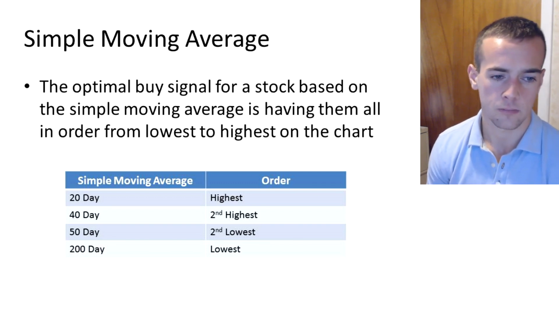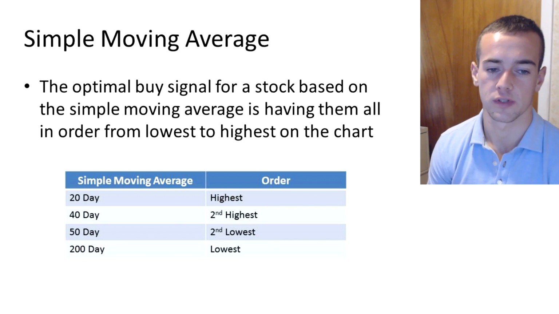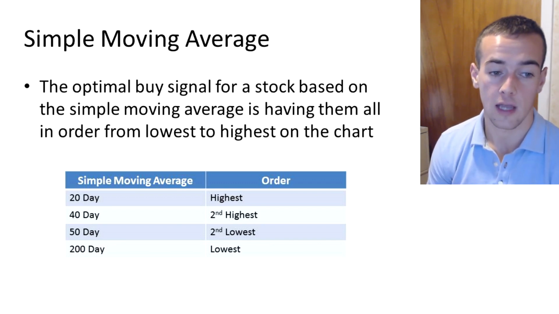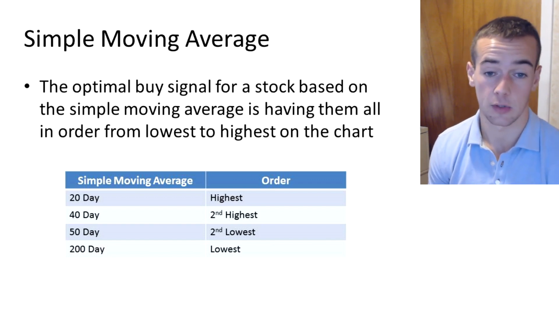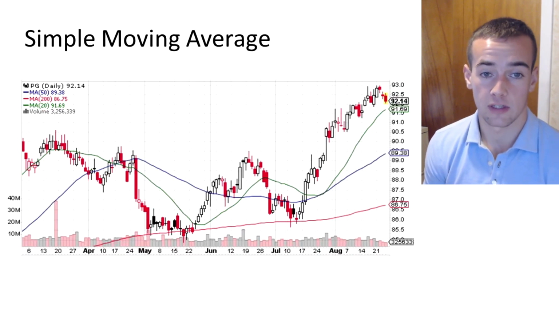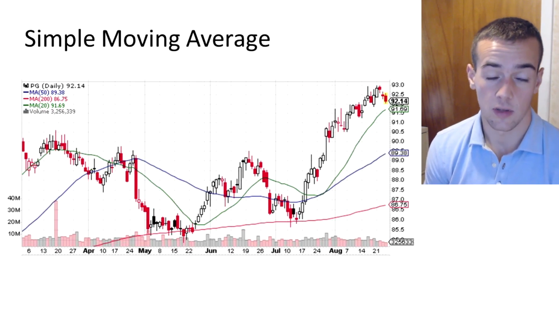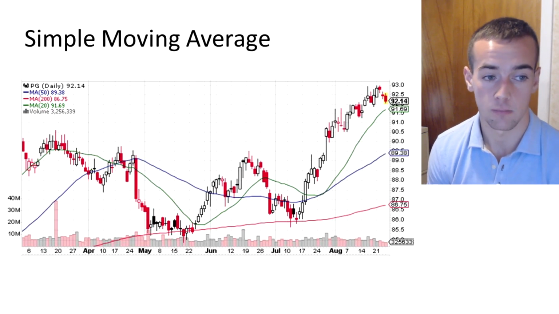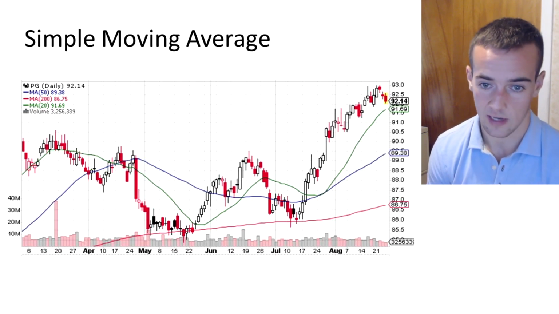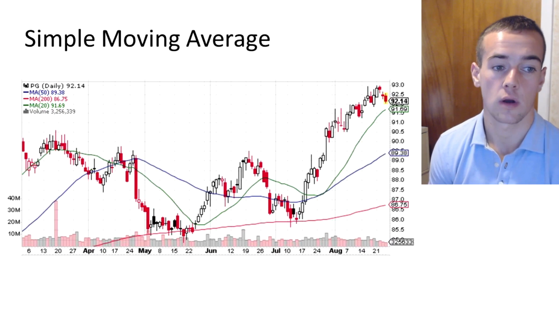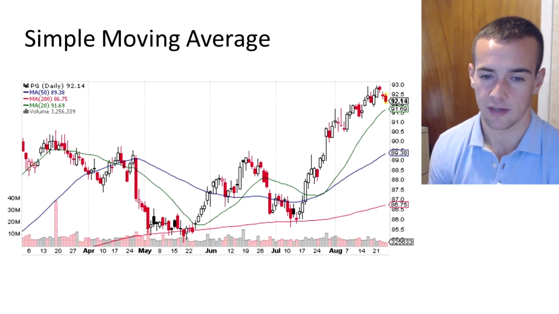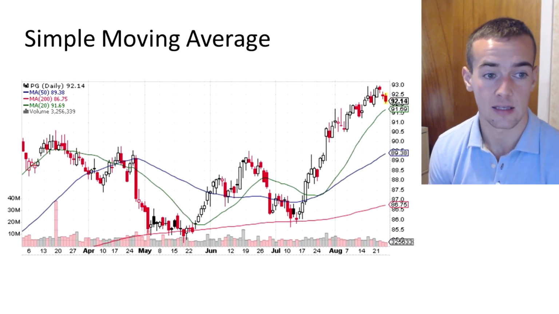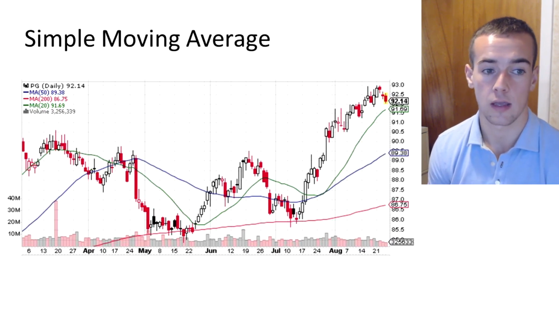For example, if the 200-day simple moving average was above the 50-day simple moving average, that's not a good sign. Or if the 40-day was above the 20-day, that's not something you'd want to see. So here we have an example of what you would want to see. If you look on the top left, you can see the green line is the 20-day simple moving average, the blue line is the 50-day simple moving average, and the red line is the 200-day power line. And as you can see, the 20-day is highest on the chart, the 50-day is second highest, and the 200-day is lowest on the chart.